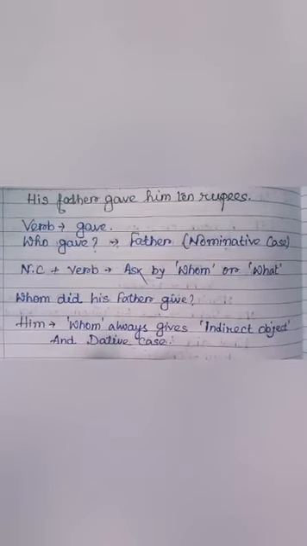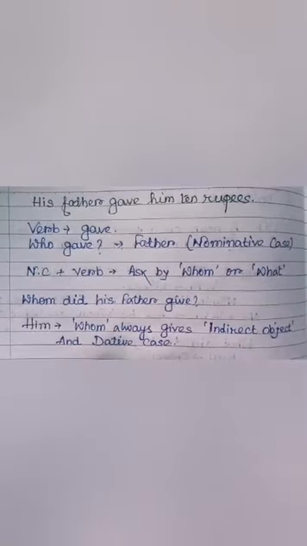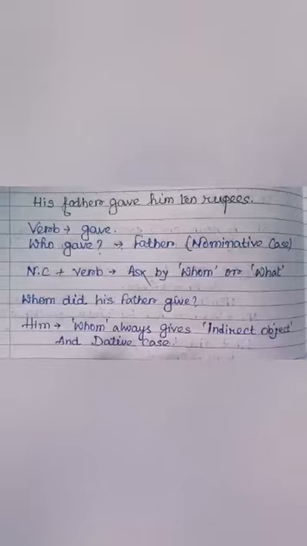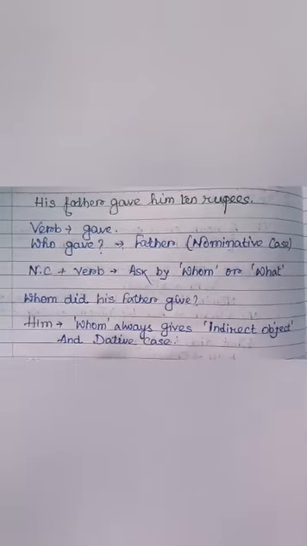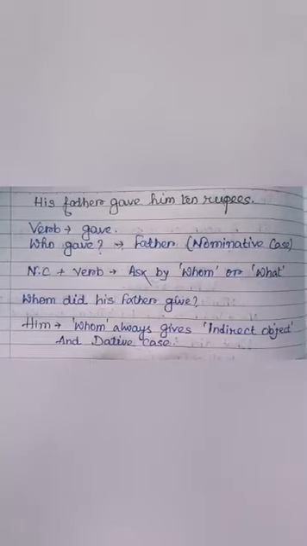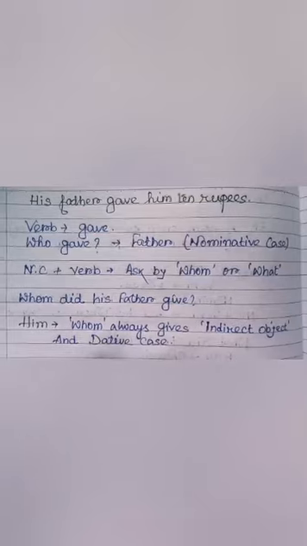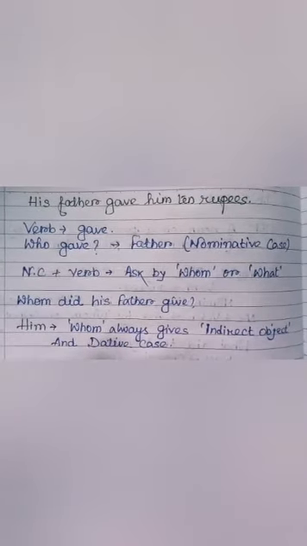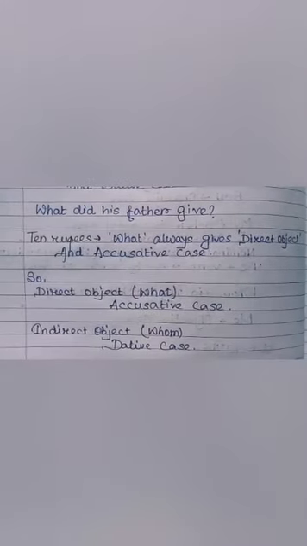Which type of objective case? It is an example of dative case. Why? Because whenever you are asking by whom and getting answer, that is known as indirect object. That him is indirect object and indirect objects are always dative case. So remember one thing, how to find out dative case? You need to ask by whom and get answer. That answer is an example of dative case. Let's proceed to the next one.